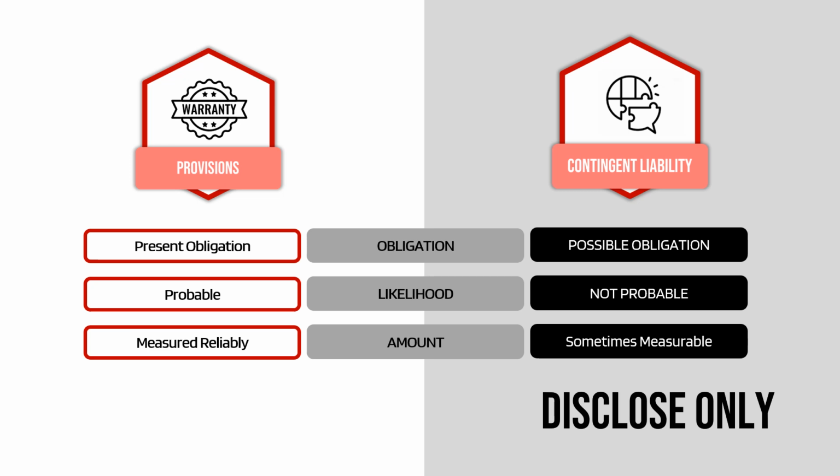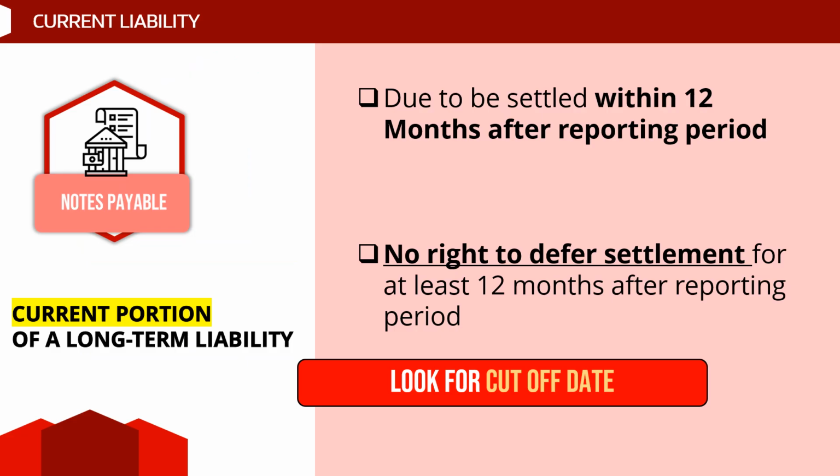So ano yung difference? Kapag probable siya and measurably reliable, it's a provision, right? However, if it's just probable pero hindi siya measured reliably or measured reliably siya pero hindi siya probable, this is just but a possible obligation. So provision is a present obligation, so you have to record. But if it's a possible obligation, meaning it's not probable or hindi siya measured accurately, it's only a contingent liability. And contingent liability means that i-disclose mo lang siya. So no journal entry, right?